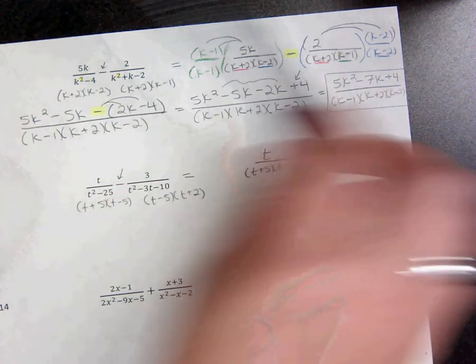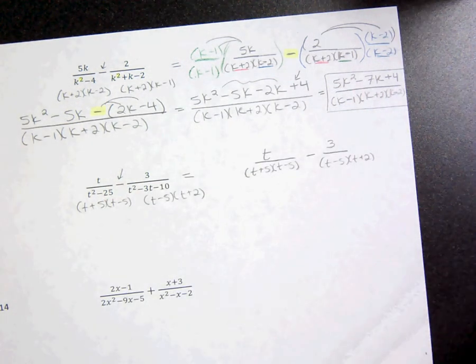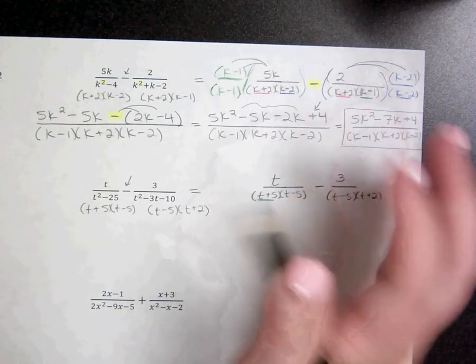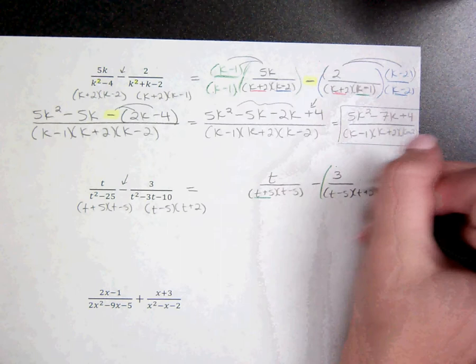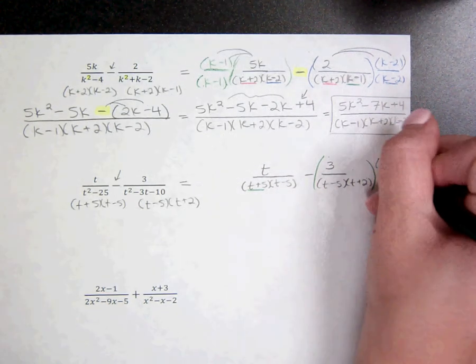From there, it's kind of a search and find and multiply on what you need. So the first one has t plus 5. The second one does not. So we're going to have to multiply on t plus 5.